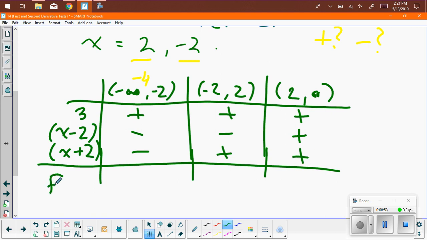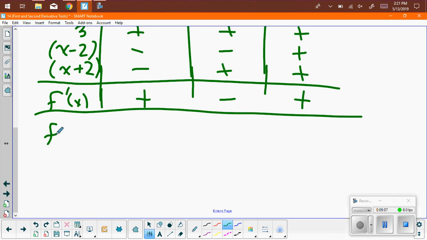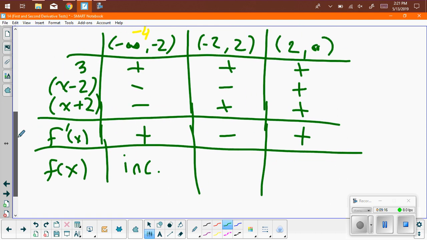So this was my derivative. Overall, my derivative was positive here, negative here, and positive here. So what does that say about my original function? Well, my derivative was positive, so my original function was increasing on this interval. In the middle interval, it was negative, so my function was decreasing on that interval. In the final one, it was increasing.